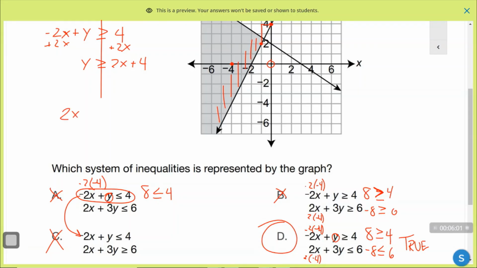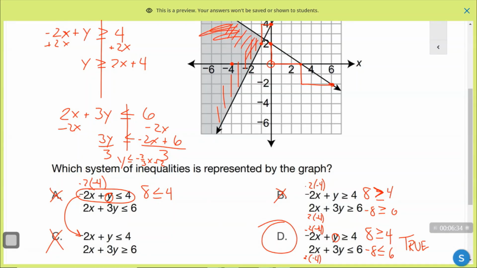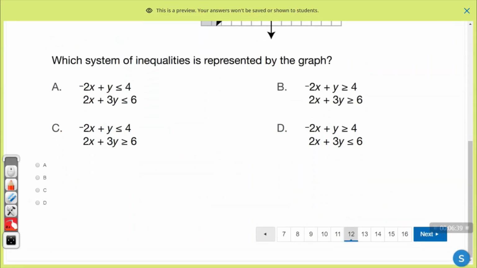My second one, I've got 2x + 3y is less than or equal to 6, and if I subtract my 2x from each side and divide by 3, I find that y is less than or equal to -2/3 x + 2. And we notice that this one does go through to here, and it's going at a rate of down 2 over 3. And y is less than, so my shading is beneath that line, causing this to be my overlapping region. All right, let's take a look at our next question.